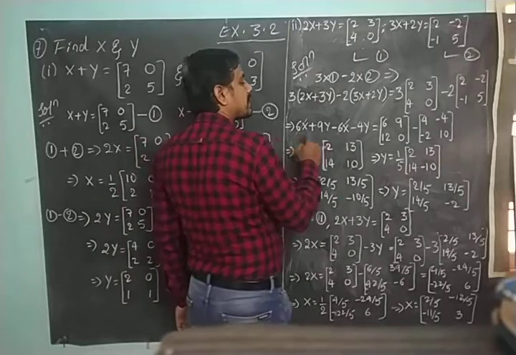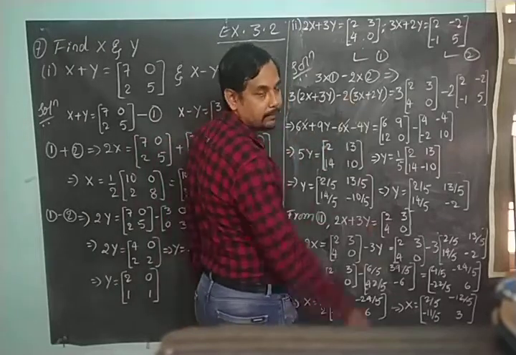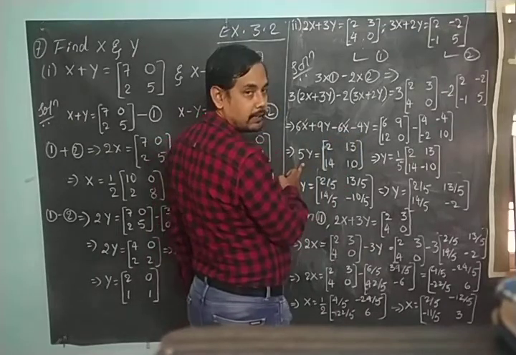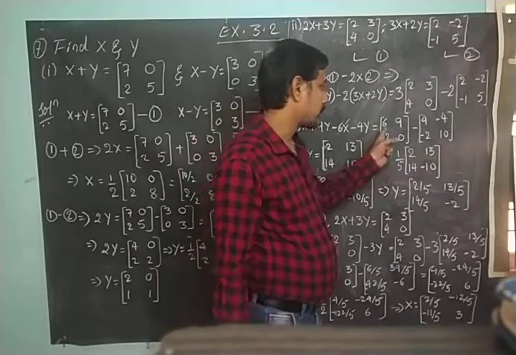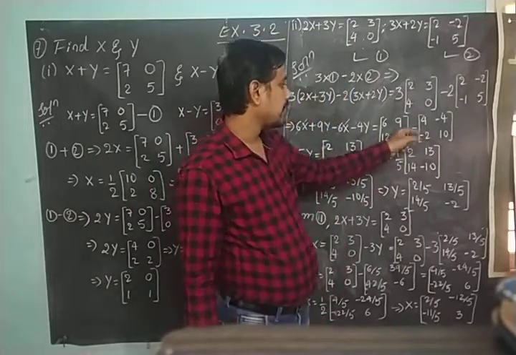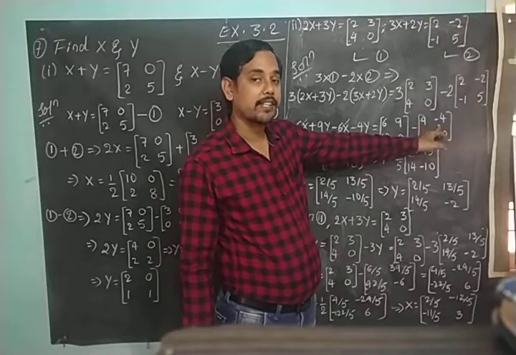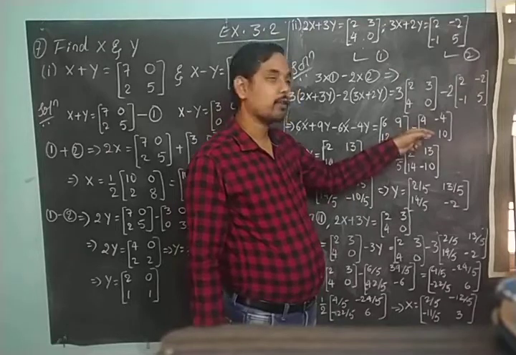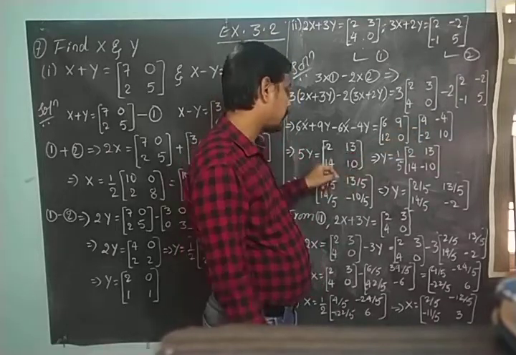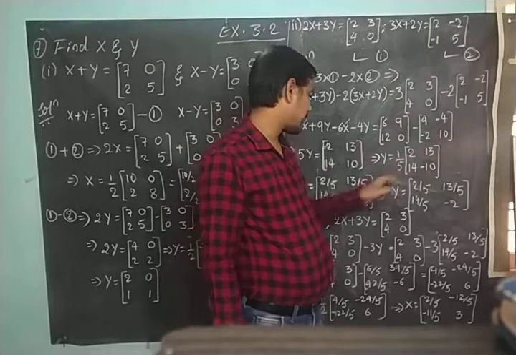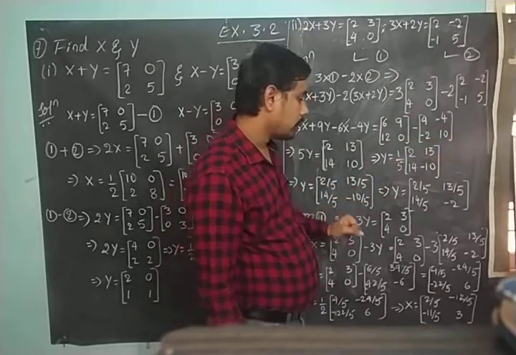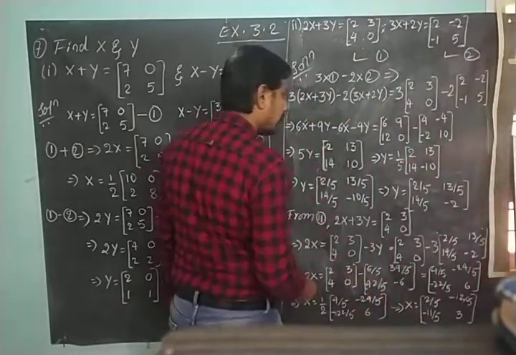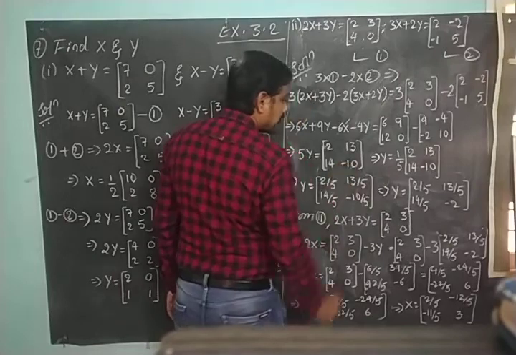Now here I am having plus 6x, here I am having minus 6x. Cancel them. So what will remain? 9y minus 4y. What is 9y minus 4y? 5y will be equal to, what will be this one? 6 minus 4, 2. 9 minus of minus 4 is what? 9 plus 4, 13. 12 minus of minus 2 is 12 plus 2, that is 14. Right? 0 minus 10. Sorry, this should be minus 10. Just make a note of this.